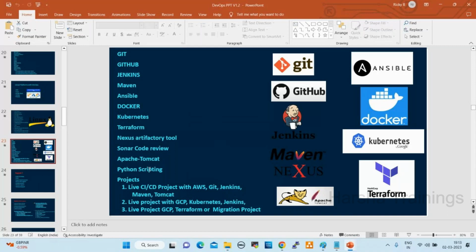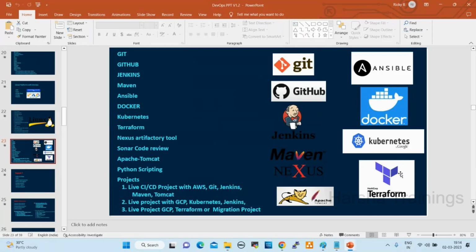Why do we require this many tools? In real-time projects, we don't use all the tools, only one or two. If you have Kubernetes, you will work only on Kubernetes. If you have Ansible, only Ansible. If you have Terraform, only Terraform. Along with this, one cloud platform, either AWS, Azure or Google. These four tools, Ansible, Docker, Kubernetes, Terraform, are very core, advanced tools.